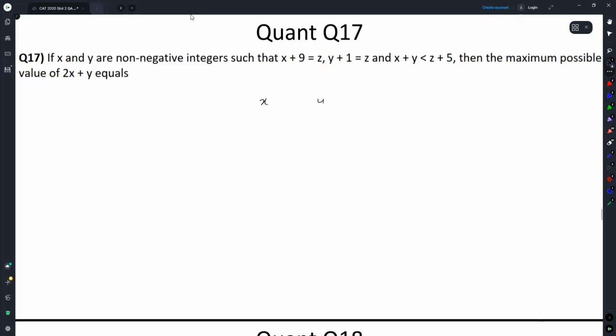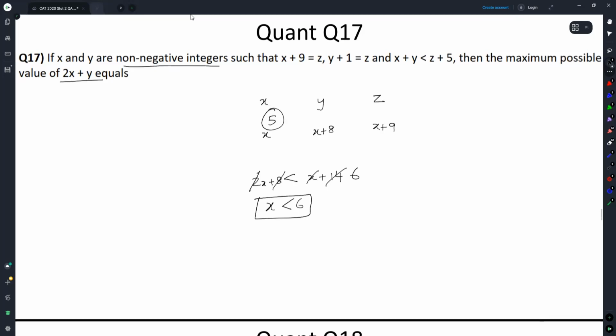This is nice. X, y, z. This is x plus 8, and this is x plus 9. As good as that. So 2x plus 8 is less than x plus 14. X is less than 6. These are integers. Maximum possible value of 2x plus y. X can be maximum 5, y will be 13. So 10 plus 13. Maximum value will be 23. Yes.